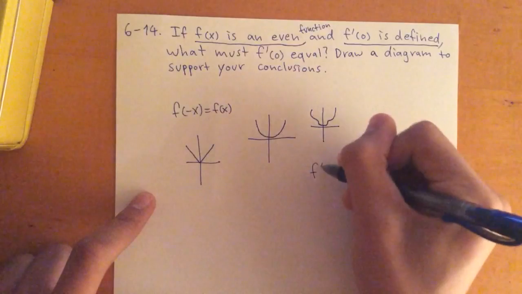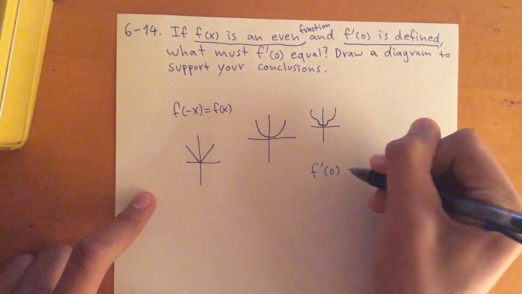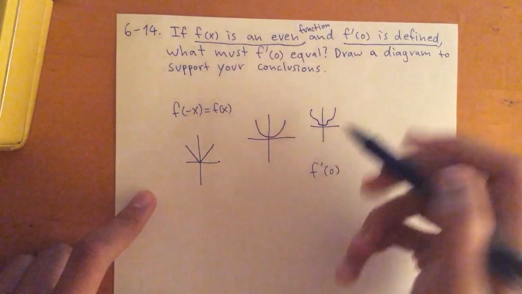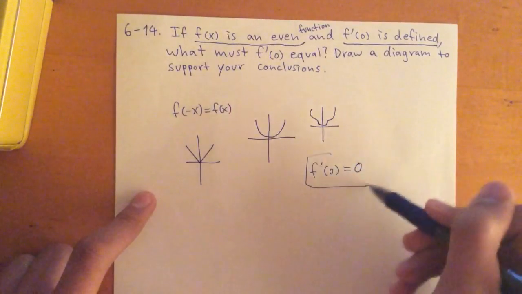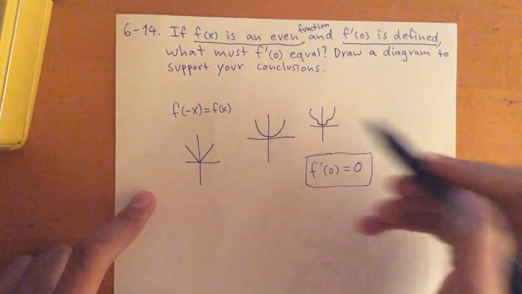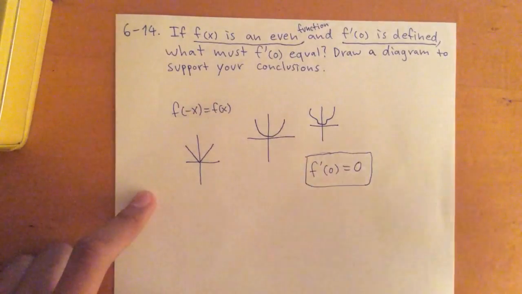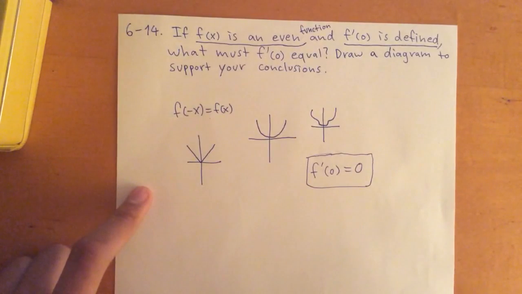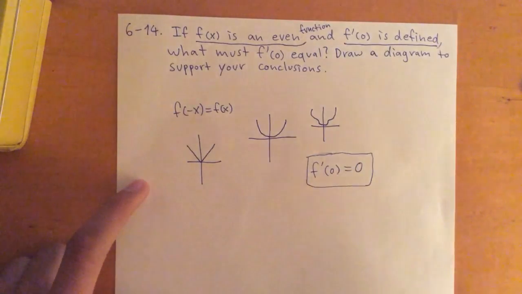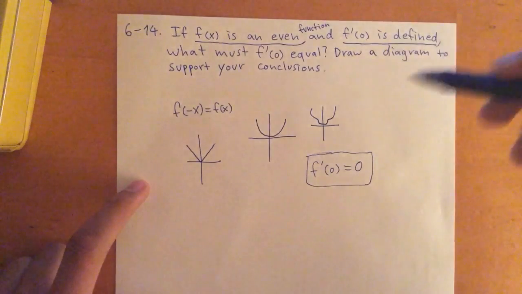So f prime of 0 is equal to 0. The slope at x equals 0 is equal to 0. There's no slope.